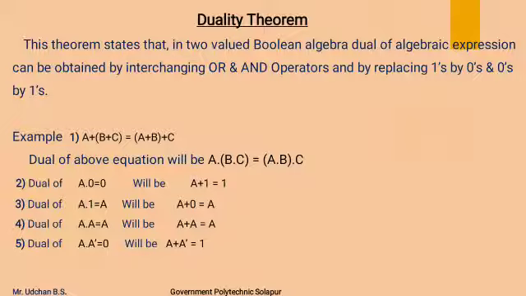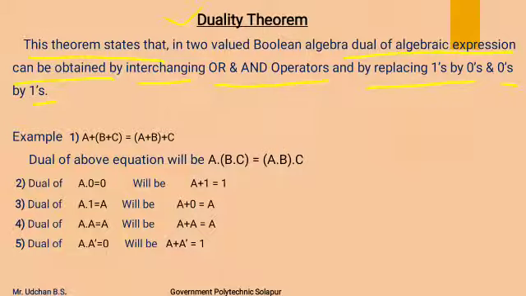Now next we will see the duality theorem. This theorem states that in a two-valued Boolean algebra, the dual of an algebraic expression can be obtained by interchanging OR and AND operators and by replacing ones by zeros and zeros by ones. Now we will see this in an example to understand the concept of the duality theorem.